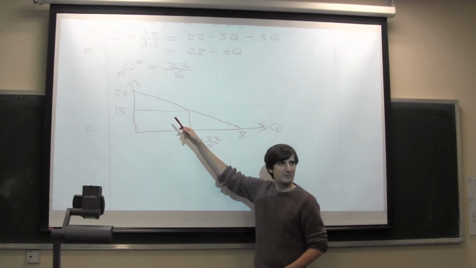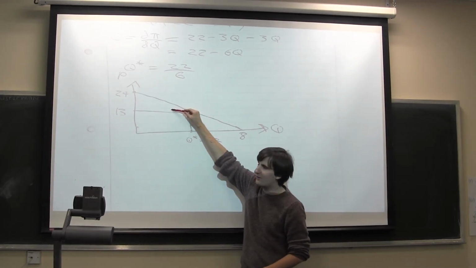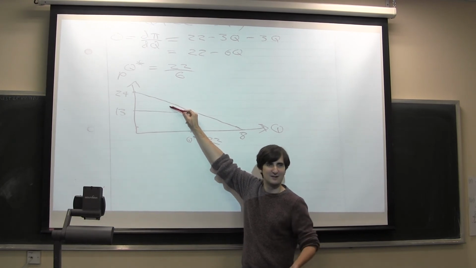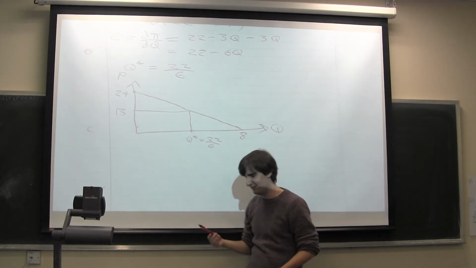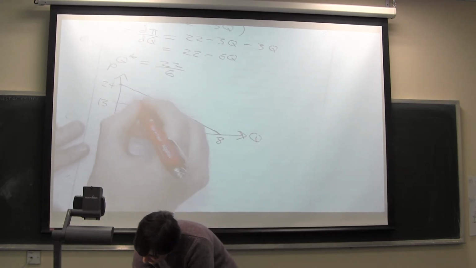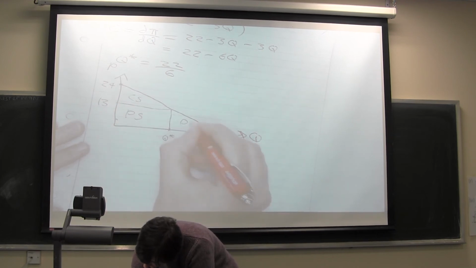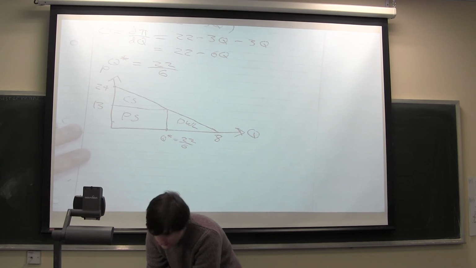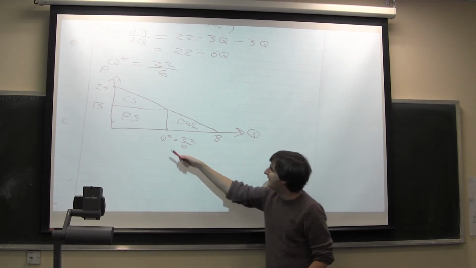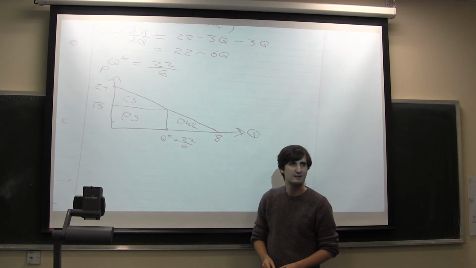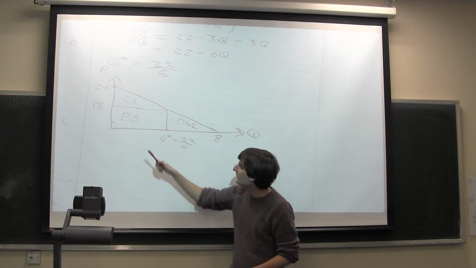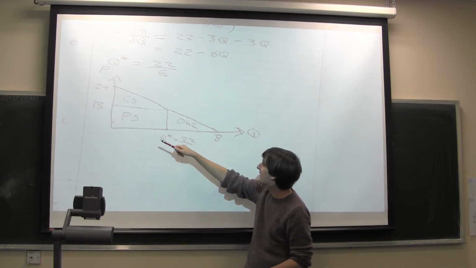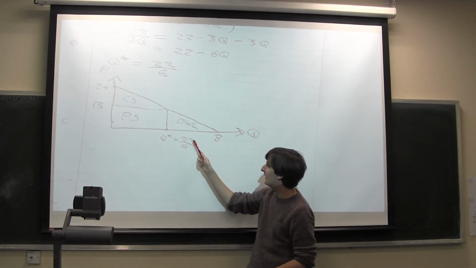So what are these different areas? What's this one called? Consumer surplus, this one. Yeah, you know this. So, CS, PS, DWL. So what's consumer surplus here? 24 minus 13 times the quantity over 2. Yeah, exactly. So 24 minus 13 we said was 11, so it's 11 over 2 times 22 over 6.